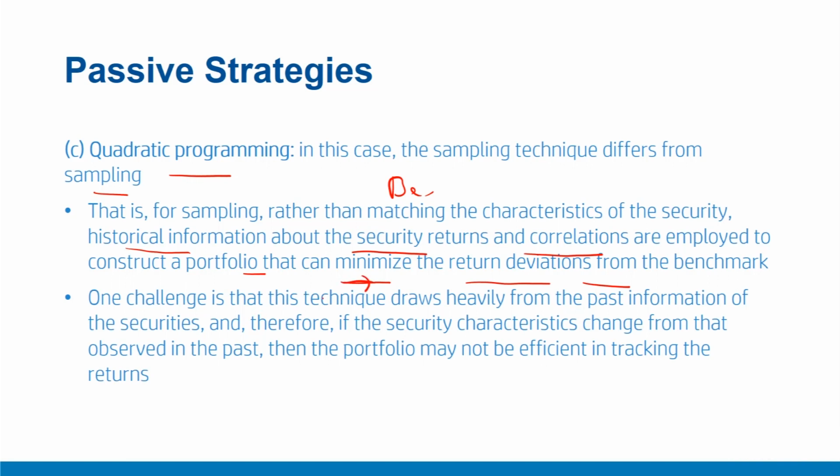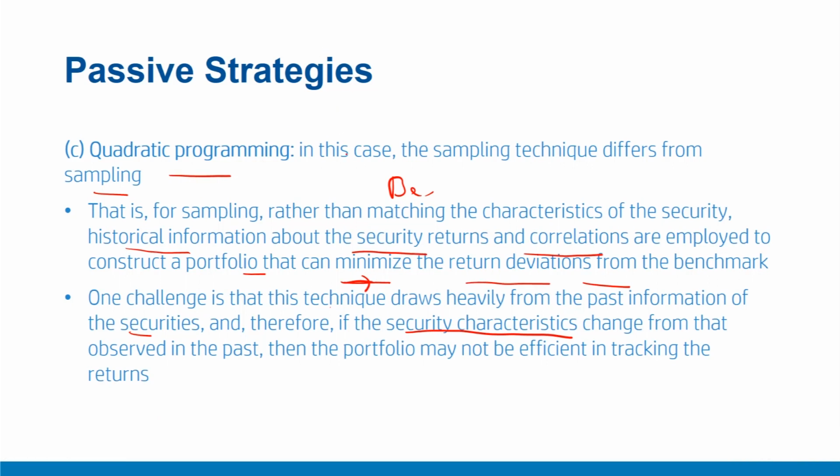One challenge here is that this technique draws very heavily from the past information about security returns and correlation. And therefore, often it has been observed in financial markets that security characteristics change over time. And therefore, since the portfolio was built based on return and correlation information that is historical in nature, the portfolio may not be very efficient in tracking the returns or forecasting the returns of the benchmark. So that remains one challenge.